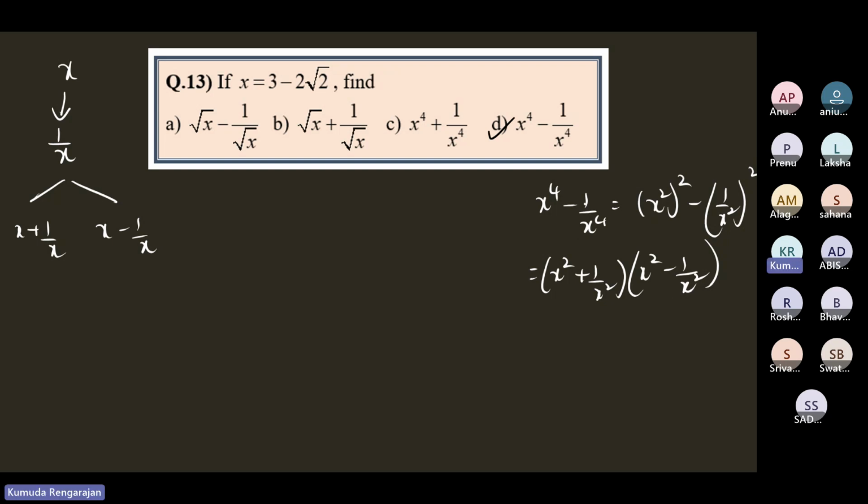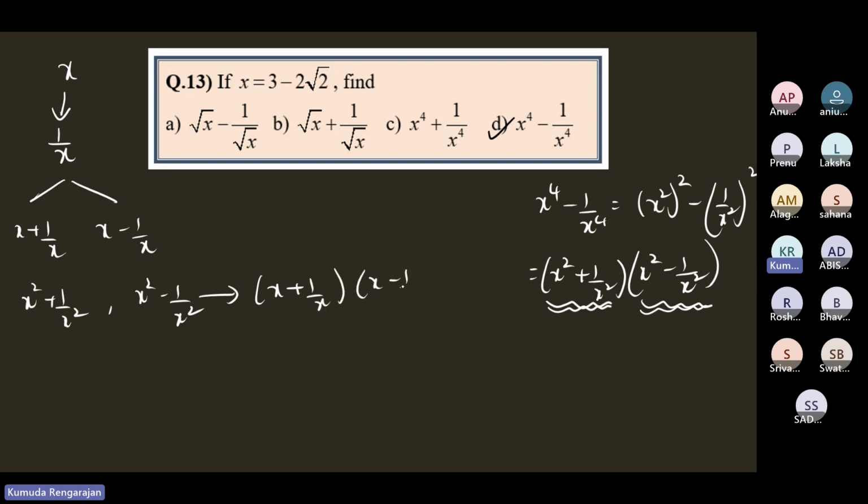So to find x to the power 4 minus 1 by x to the power 4, you need the value of x square plus 1 by x square and x square minus 1 by x square. How will you get x square minus 1 by x square? It's x plus 1 by x into x minus 1 by x. A plus b into a minus b is a square minus b square.